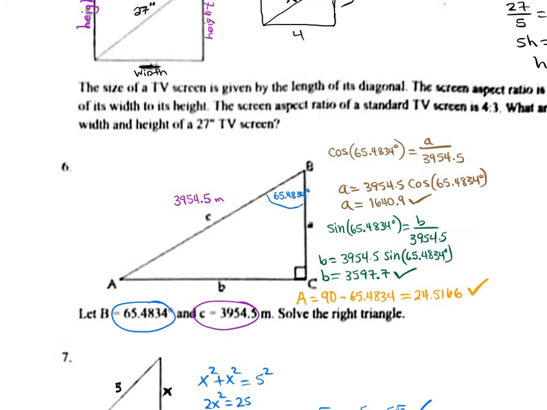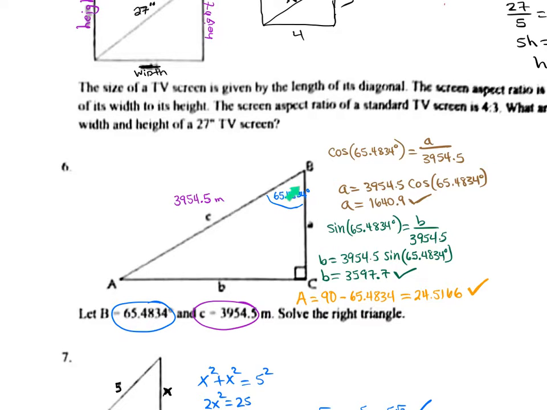All right, in number 6, the directions say let B equal 65.4834 degrees. Let little c, which is this side here, equal 3954.5 meters. And then it says solve the right triangle. So to solve the right triangle means to find all of the missing angles and all of the missing sides. So I decided to find the missing side A first.